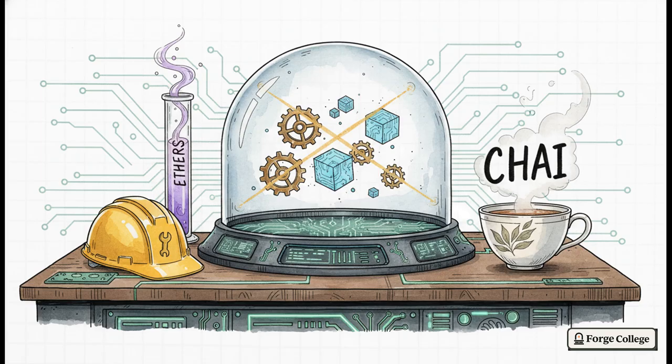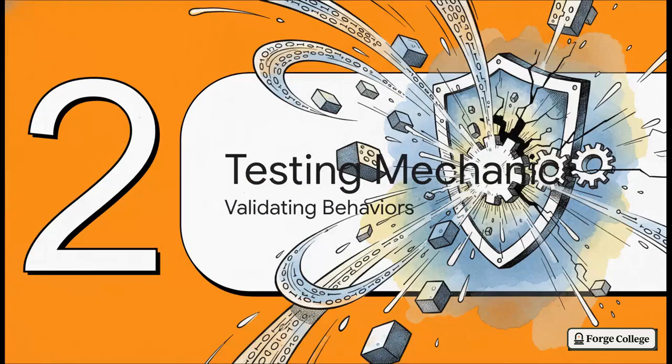Think of Hardhat as the testing engine itself, kind of simulating the blockchain right on your machine. Ethers? That acts as the steering wheel, letting our JavaScript talk directly to the smart contract. And Chai is basically the diagnostic dashboard, letting us make powerful assertions about what just happened. Together, they give us complete control. Moving on to Section 2, testing mechanics, validating structs and mappings.